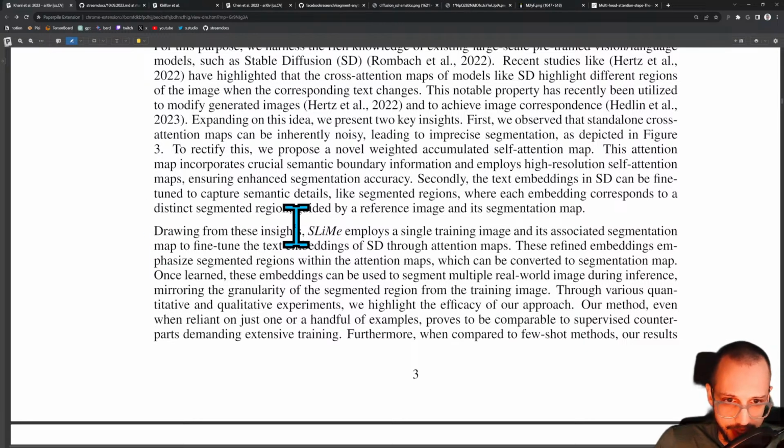Okay. But now that my rant is over, SLiMe employs a single training image and its associated segmentation map to fine-tune the text embeddings of SD through attention maps. Okay, so this is a nice little summary of what we're going to be doing here. Refined embeddings emphasize segmented regions within the attention maps. So you can already kind of see what they're going to be doing here is that they're going to be looking at the attention maps, specifically the cross-attention between the text embeddings and then the image embeddings, or like the kind of latent representation of the image.